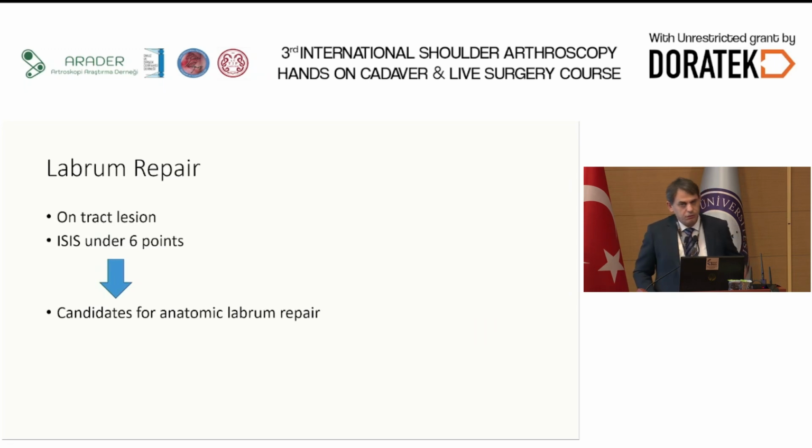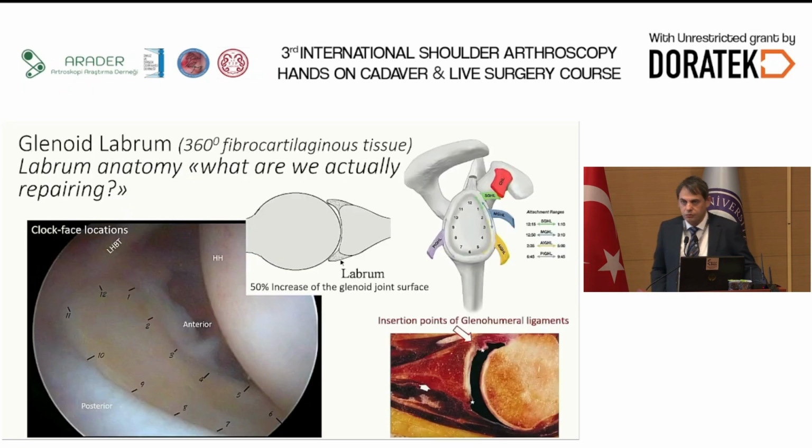But if the lesion is on track, and if your score is less than 6 points, these patients are candidates for labrum repair. So, first of all, before starting labrum repair, what is the labrum? We have to consider what the labrum is.